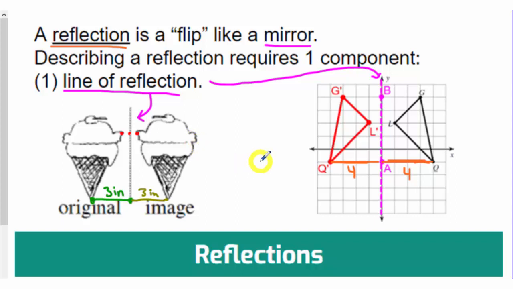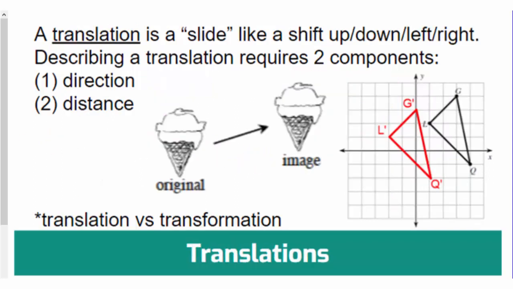Let's take a look at the second rigid transformation. The next rigid transformation we're going to look at is translations. Now the word translation sounds a lot like transformation. Look how similar these two words are. Transformation is a broad category. Okay, a transformation is all three of the types of movement, whereas the translation is just one of those types.